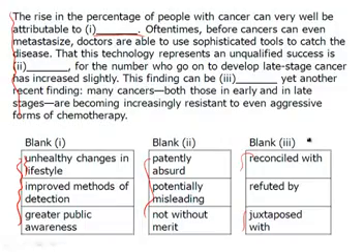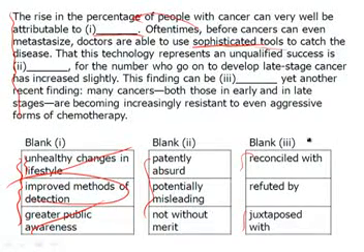So let's read it. The beginning. The rise in the percentage of people with cancer can very well be attributable to blank. If we read on, we see that there's sophisticated tools that they're using. So therefore, these cancers are being detected by these sophisticated tools. And these tools are an example of what? Are they unhealthy changes in lifestyle? No. Are they improved methods of detection? Sophisticated tools that catch the disease are indeed improved methods of detection. Greater public awareness is not mentioned. So you can see by coming up with our own words and, of course, matching it with the clue, it's a lot easier to get the right answer.